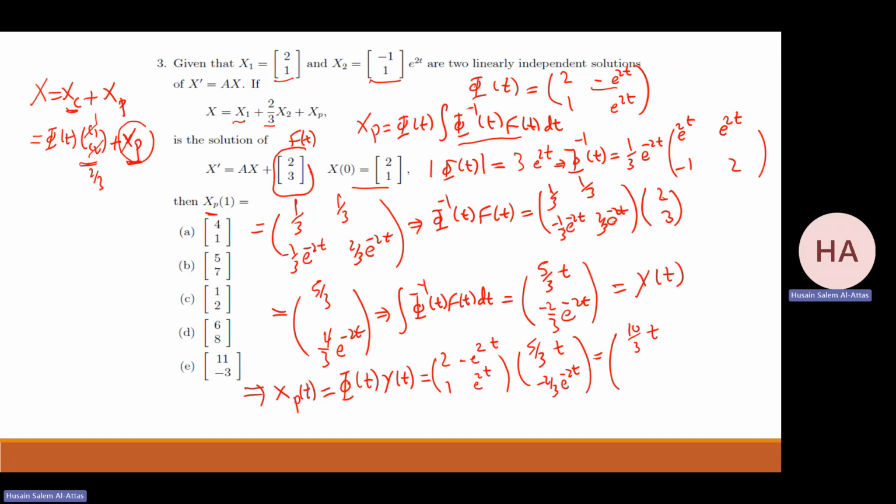This is minus, that will be plus 2 over 3. E to the power 2t times e to the power minus 2t, that is e to the power 0, which is 1, plus 2, 2 over 3. Here I have 5 over 3t minus 2 over 3. So what is xp at 1? That will be 10 over 3 plus 2 over 3, 12 over 3, which is 4. 5 minus 2, 3 over 3, which is 1. So this is my answer.